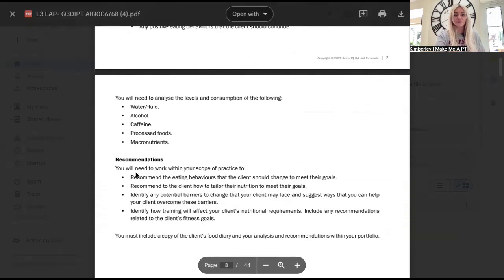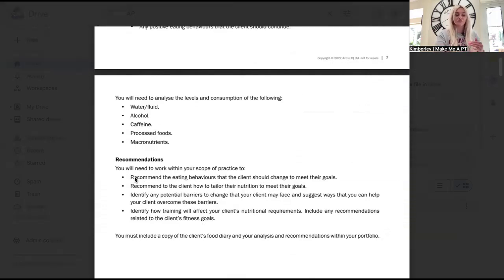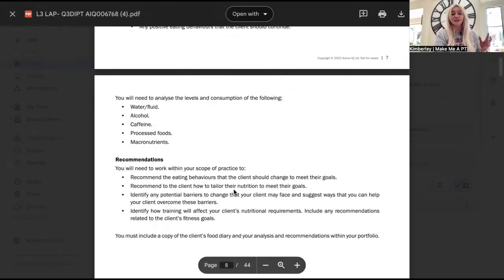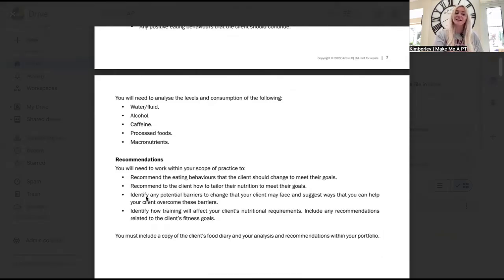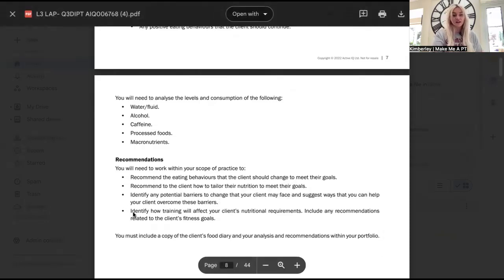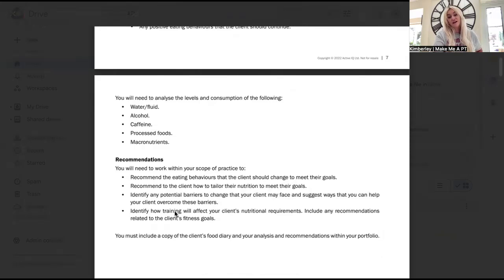And then here, recommendations. After you've had a look at that, you should then recommend the eating behaviours the client should change to meet their goals, recommend how they could tailor their nutrition to meet their goals, and identify potential barriers for the client as well. And then identify how the training will affect this, including recommendations related to the client's goals.